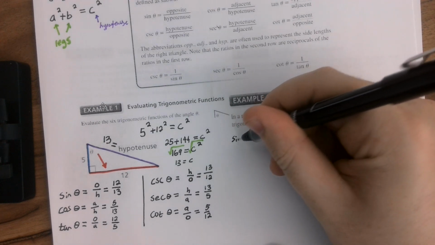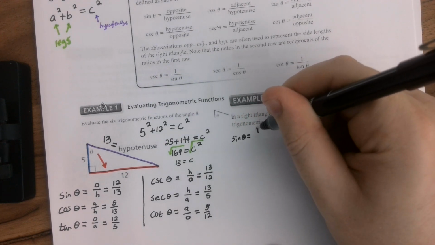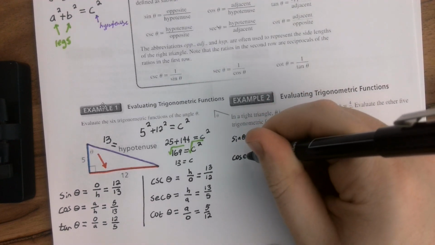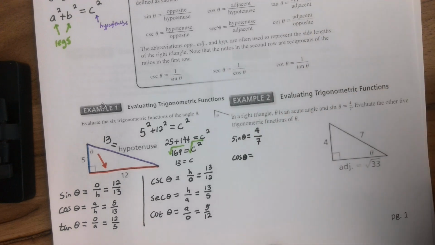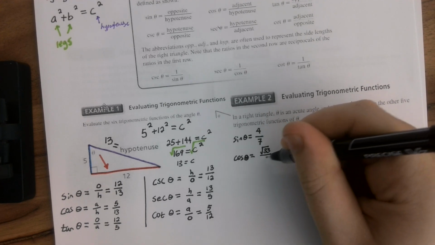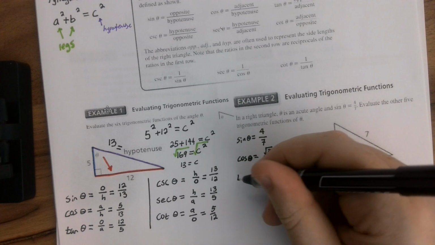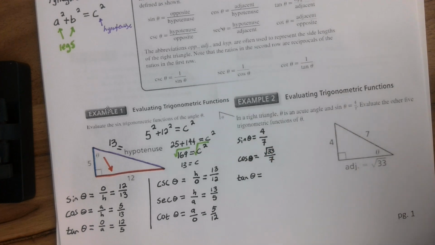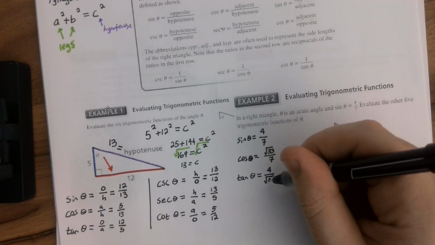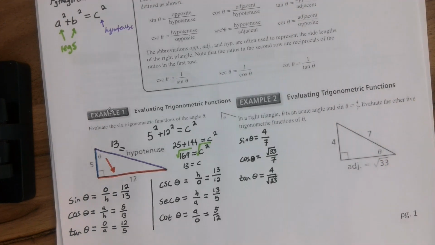So I'll just write down sine of theta just for good record keeping. Sine of theta is 4 over 7, because it's opposite over hypotenuse. What's the cosine of theta? Well, that's the adjacent over the hypotenuse. The adjacent is the square root of 33, so it's the square root of 33 over 7. And our tangent is opposite over adjacent. The opposite is 4. The adjacent is the square root of 33, but hang on a second. Something doesn't look right about that one. Can we see what it is?